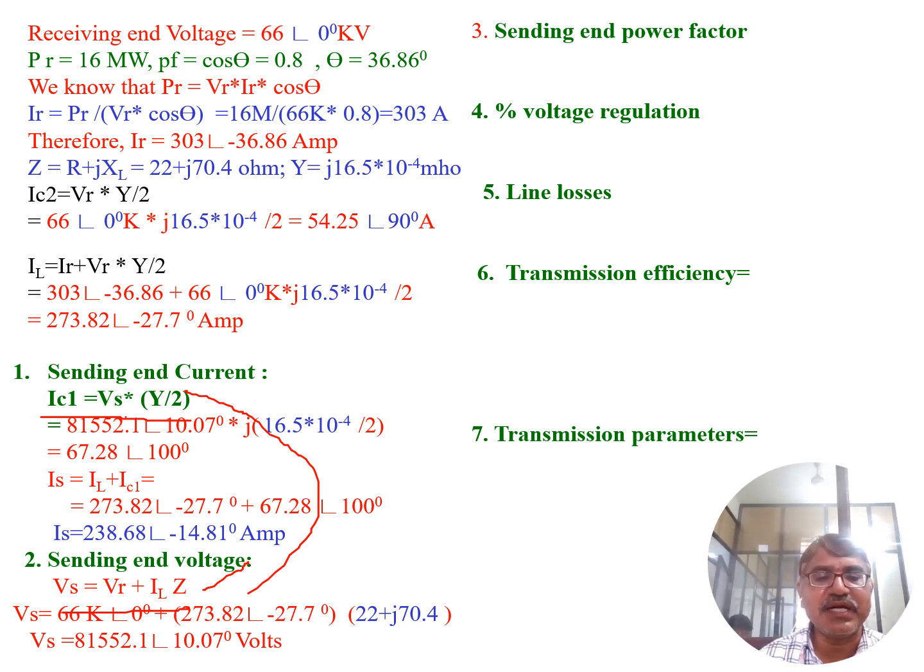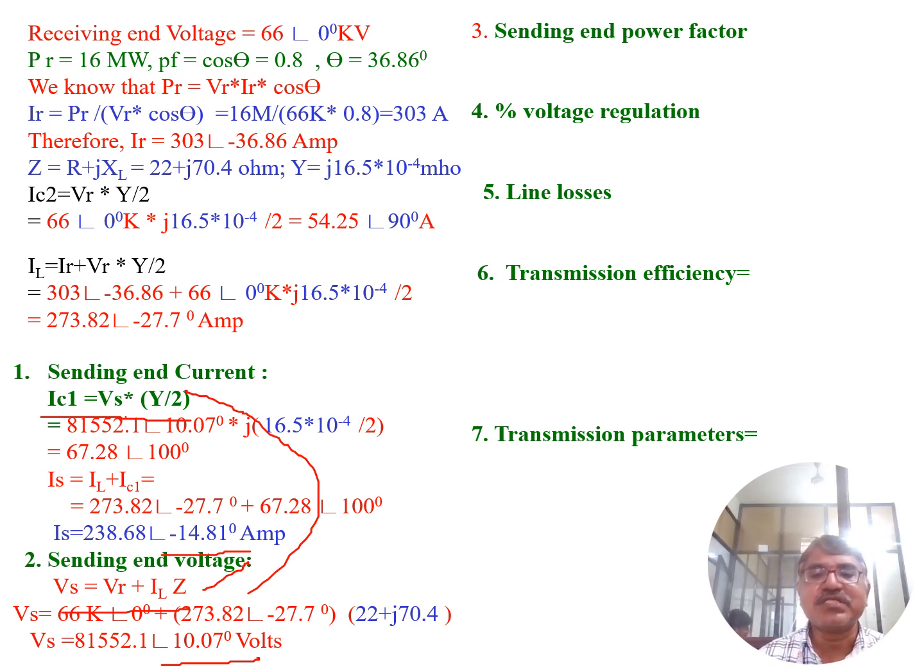The sending current has a negative angle. It means that with respect to the reference voltage, VR is taken as the reference voltage, it lags by an angle of 14.81 degrees. Then look here: the angle of VS is plus 10 degrees. That means with respect to the receiving end voltage, it leads by an angle of 10 degrees.